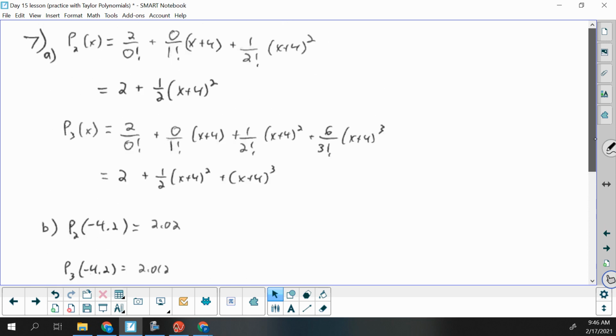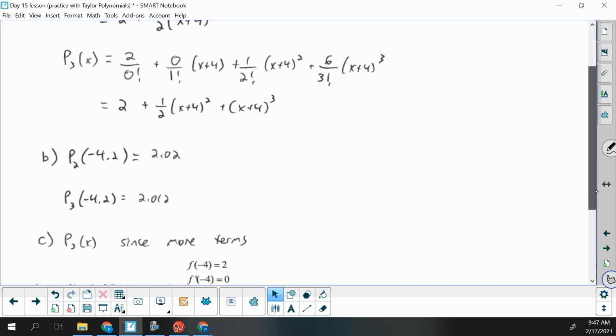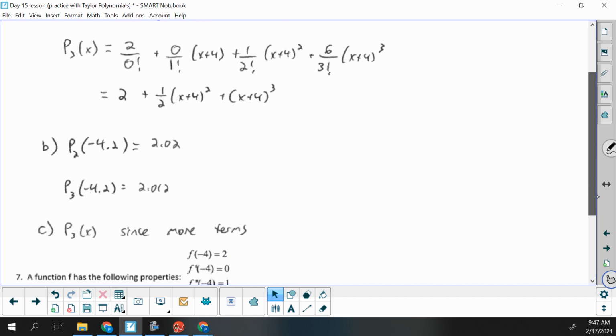So the top one, notice, is our second degree one. And then in A, the second one is the third degree. They wanted us to approximate at negative 4.2, so sub in for each of those. The one that's probably more accurate is the third degree one, because remember, add more terms, it is more accurate.